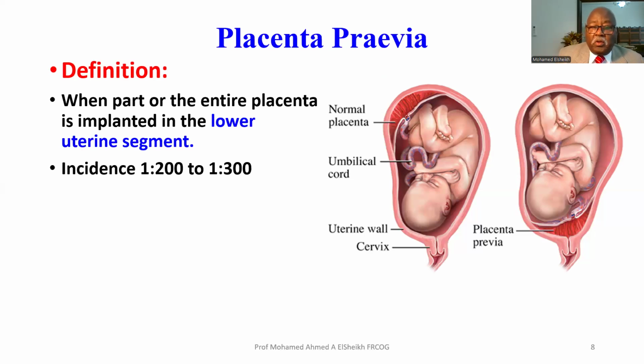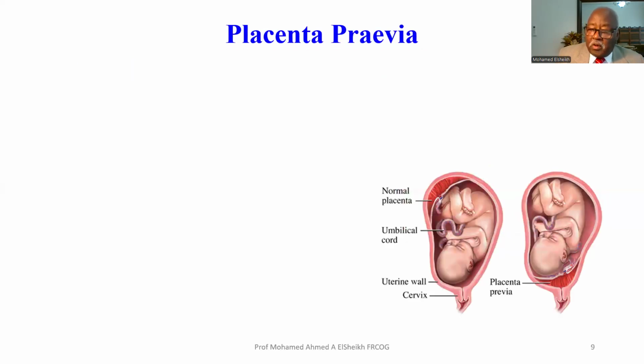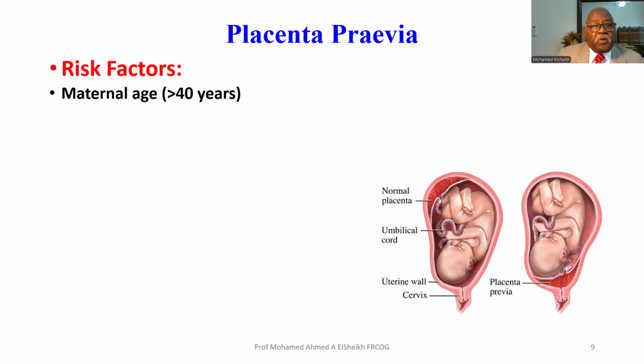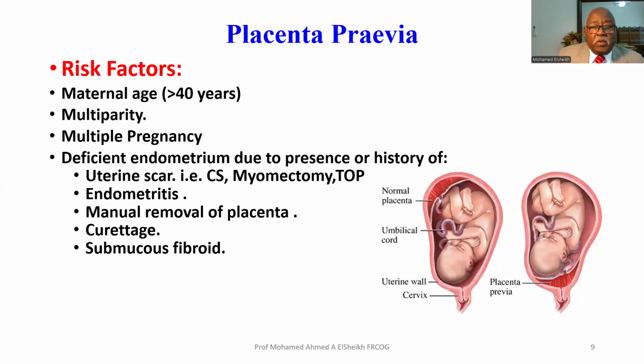The incidence is about 1 in 200 to 1 in 300. So this picture clearly tells you what's the normal placenta and what's the placenta previa. The risk factors for placenta previa are many. Maternal age, over the age of 40, multiparity, multiple pregnancy, when there is deficient endometrium due to the presence or history of uterine scar, either a previous cesarean section or a myomectomy or a termination of pregnancy, anything that affects the endometrium. If there is infection in the endometrium previously, endometritis, manual removal of the placenta that still affects the endometrium and could lead to the possibility of placenta previa.